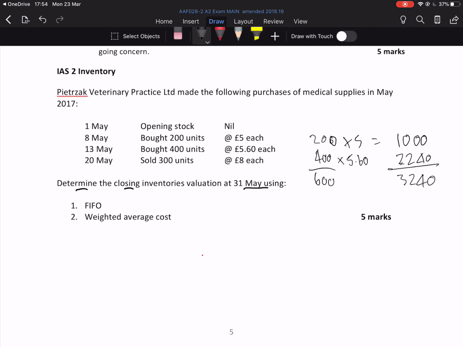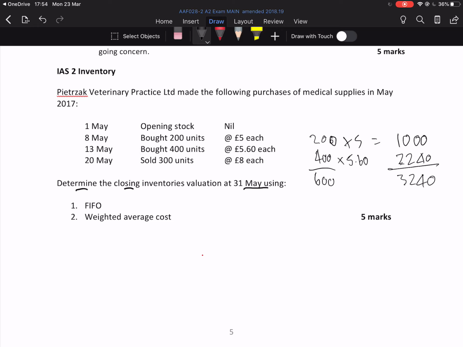Weighted average, I always tend to say things like maybe if you've got a petrol station and you've got prices of petrol coming in at different times. And this stock valuation at the end of the year, as I tend to say to students, goes as your cost of sales in your income statement, but also your closing stock figure in your statement of financial position. So how you value it is really, really important. So I'll take you through both of the processes.